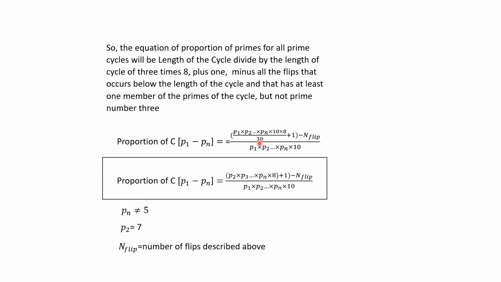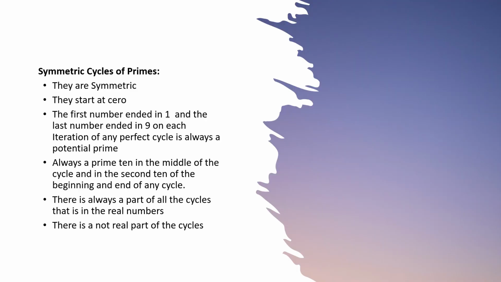The 30 is this length of the cycle of 3 times 8 primes per cycle of 3, divided by the length of the new cycle. So we take the 10 with the 30, and the 3, we're going to take out the prime number 1, that is the 3. So we get this equation. The important thing about this is that we're going to be comparing the characteristics of each symmetric cycle without being affected by other primes. So the characteristics of the symmetric cycles of primes, they are symmetric, of course.